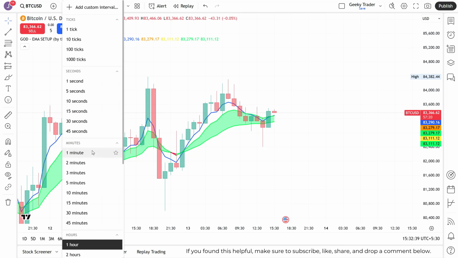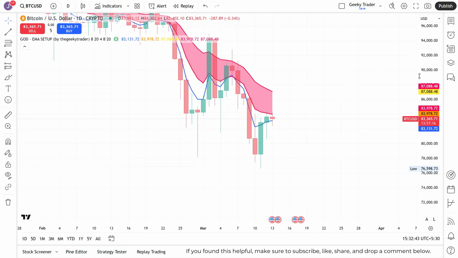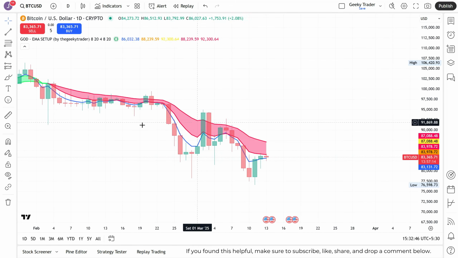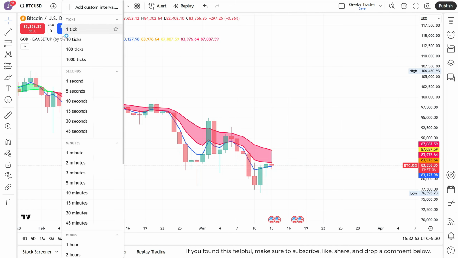Finally, let's look at the 1-day time frame. Here, we can clearly see that the market is in a full downtrend, with a strong red ribbon indicating bearish pressure. This means that while lower time frames may show short-term bullish moves, the overall market structure is still bearish on the larger scale. This is the power of using this script.